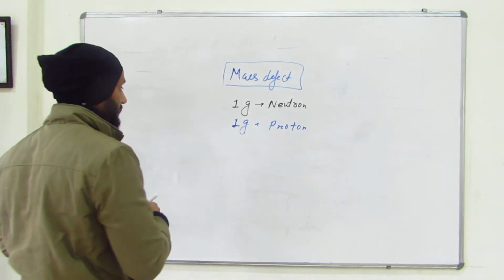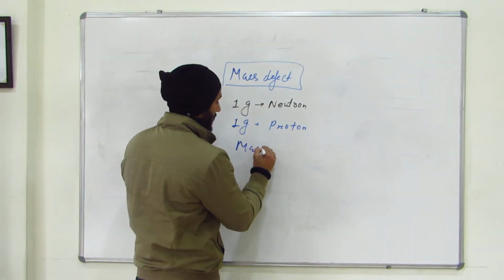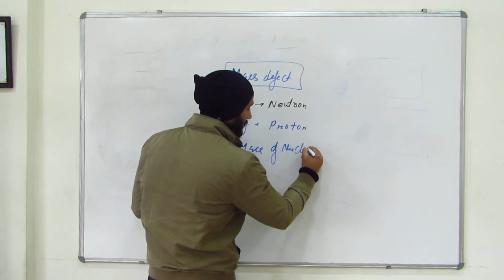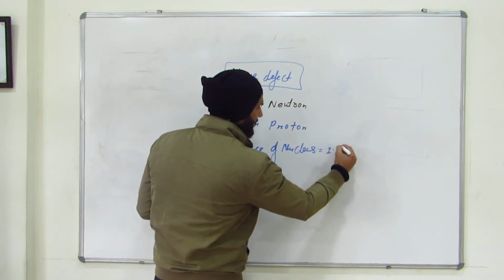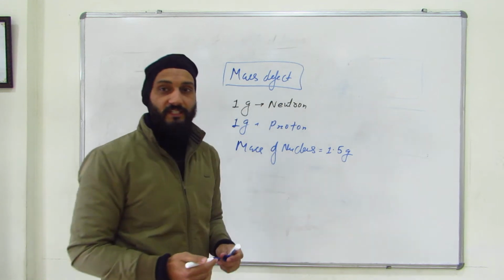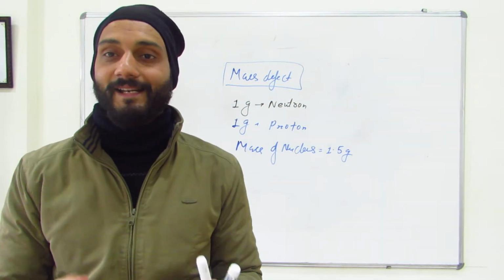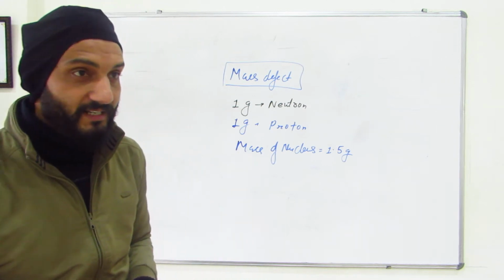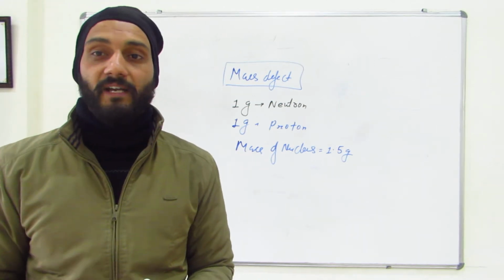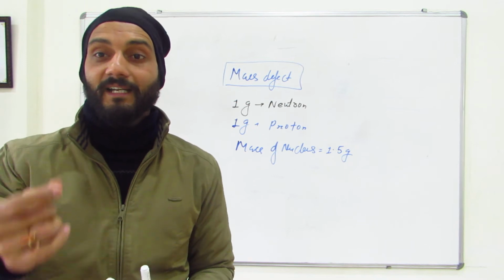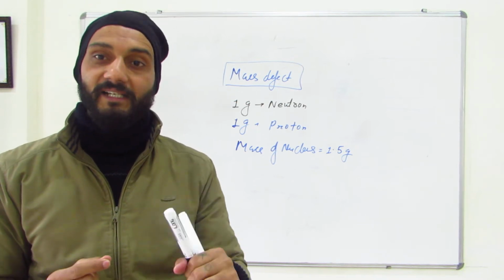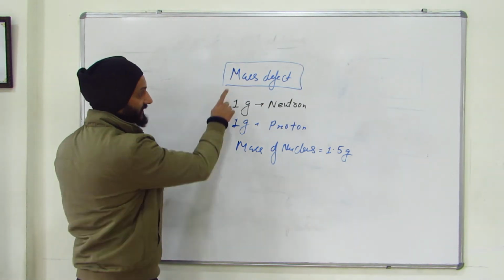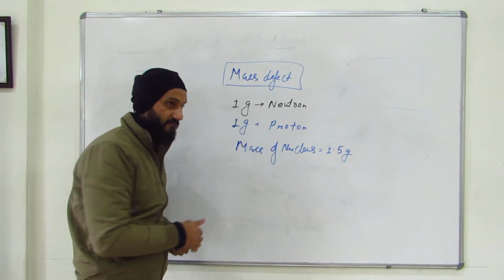So the mass of the nucleus after combining these two is 1.5 gram. As you can see, the mass of the nucleus is a little less than the individual masses of the nucleons, right? So where does this mass go? 0.5 gram. First of all, you should understand how to calculate the mass defect. Then I'll tell you where this mass is going. So how to calculate the mass defect? The mass defect in this case is 0.5.